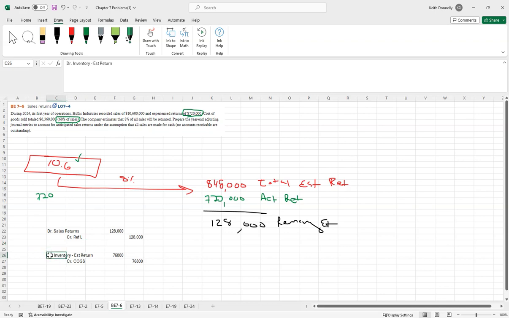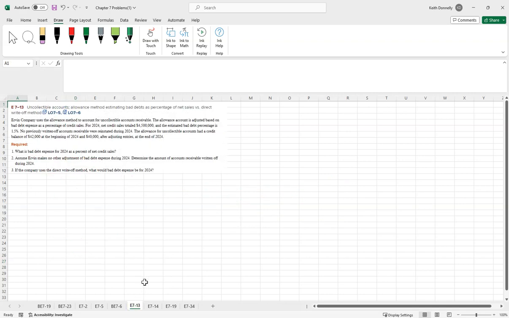This is kind of a placeholder account, right? When they actually do return it, we'll flip this out and then debit true inventory. But we do want to get that cost of goods sold off the books for the 60% of the remaining estimated returns. So we did something up here that involved inventory and cost of goods sold. Because we expect some of it to be returned, for that portion we've got to undo what we did up there. Okay. All right, let's look here at 713.